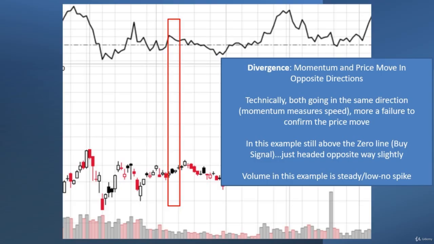Remember, we think of volume as a way of confirming things. So if this was a definite crossing below the line and volume was high, or rising, this would be an example of a pretty strong sell signal. Here, this might not be as strong a sell signal, or a change going below the line.